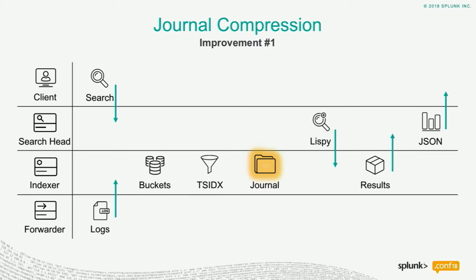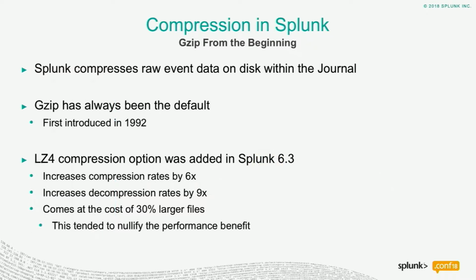All right, improvement number 1, journal compression. Using the map from a couple slides ago, this will naturally reside within the journal. So as I mentioned earlier, raw events are compressed on disk within the journal. Today, Splunk defaults to the gzip compression algorithm, which offers decent overall performance and space savings. Several years ago, Splunk 6.3 added LZ4 compression as an option. This offered improved compression and decompression rates. However, this came at the cost of 30% larger journals.